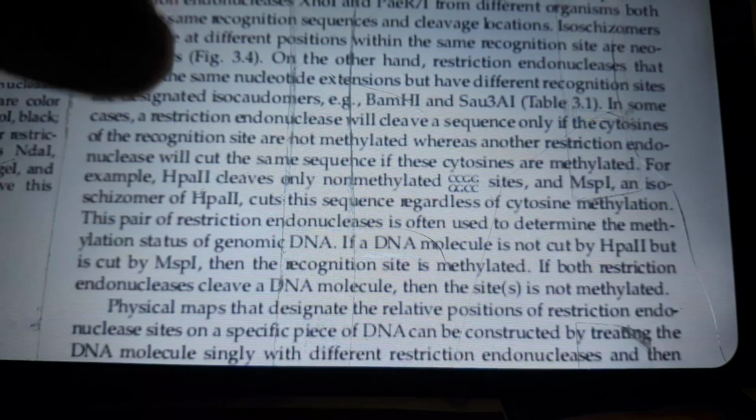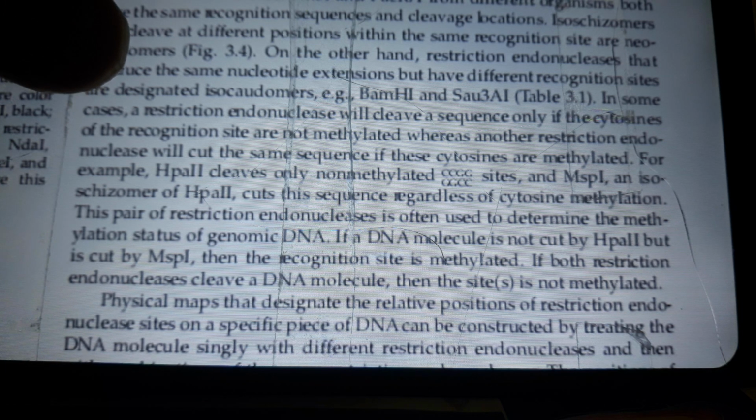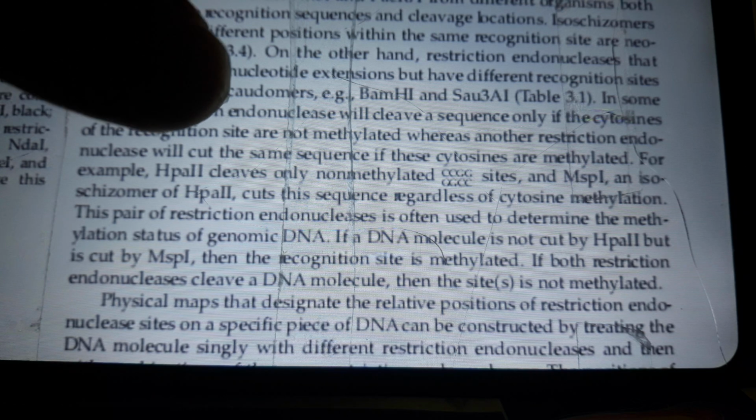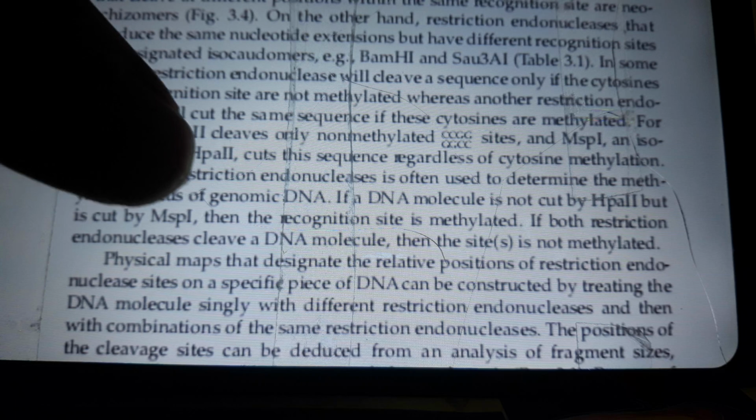Any individual restriction endonuclease that attacks the same sequence as the prototype is called an isoschizomer. For example, the restriction endonucleases XhoI and PaeR7I from different organisms both have the same recognition sequences and cleavage locations. Isoschizomers that cleave at different positions within the same recognition site are neoschizomers.